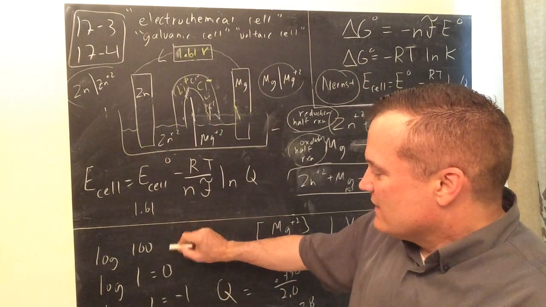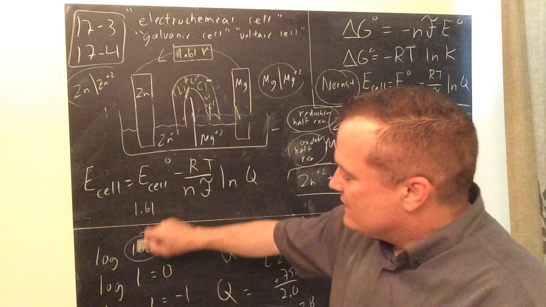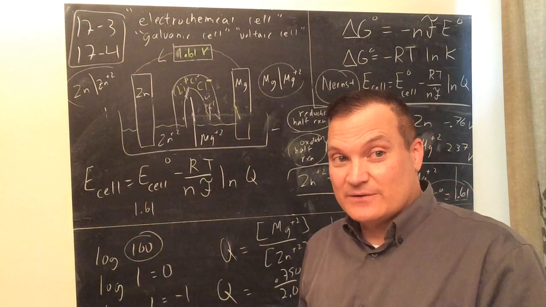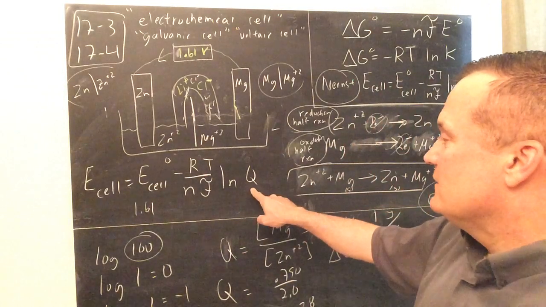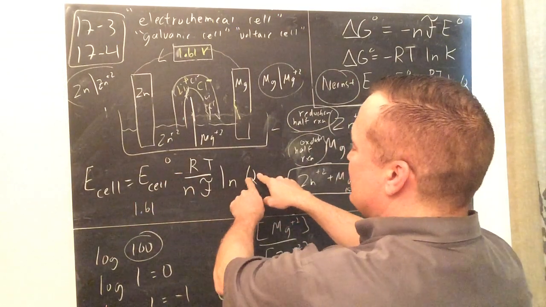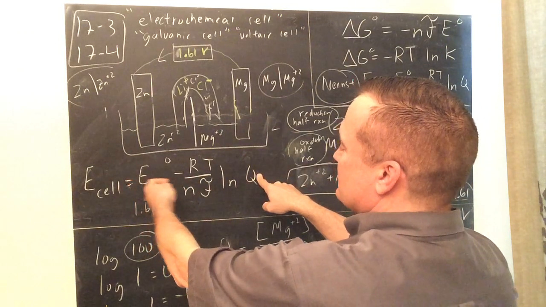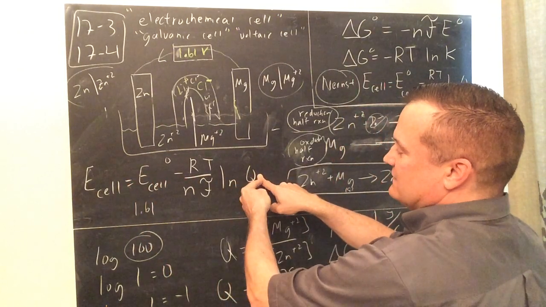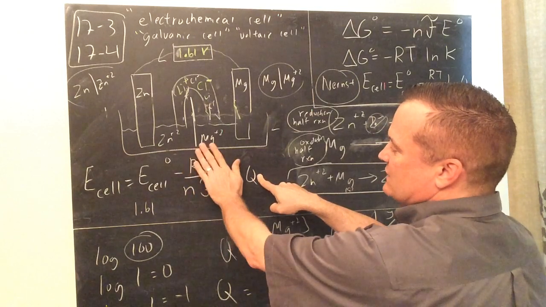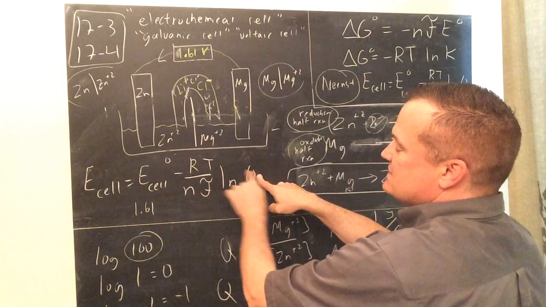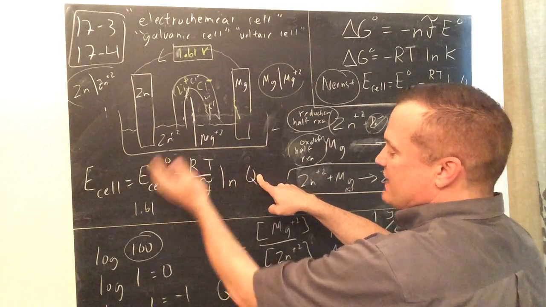If this number in here is greater than 1, then your log will be a positive number. And if it's a positive number, look at what's going to happen. If this is a positive number, then it's going to make the cell potential get lower. You're going to subtract it. That's all you need to know. Minus a positive number here. These are all positive. Minus a positive number, it's going to go down.